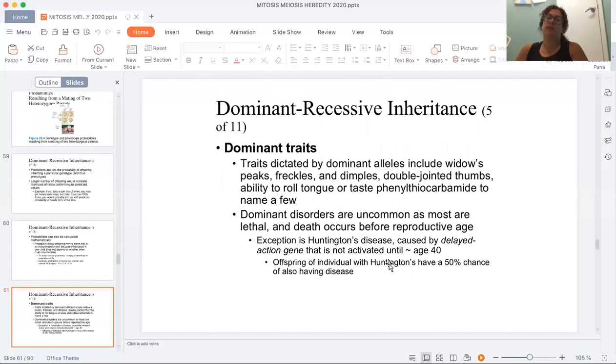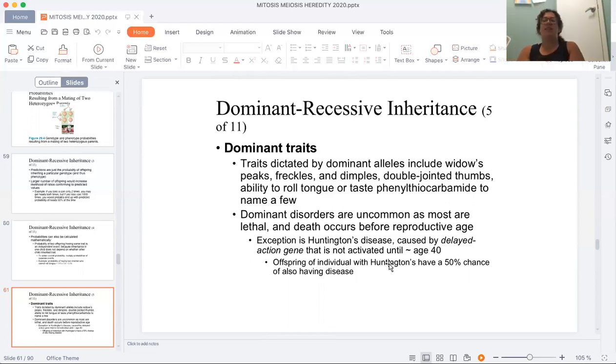Okay. Dominant traits that I want you guys to know about are things like a widow's peak. In men and women, sometimes the hairline comes to a point, almost like Count Dracula. Freckles and dimples, being double jointed, and the ability to roll your tongue are just a few of the dominant traits. So I guess I'm not very dominant. I have no freckles, I have no widow's peak, I have no dimples, I'm not double jointed, and I can't roll my tongue. So I'm clearly recessive.